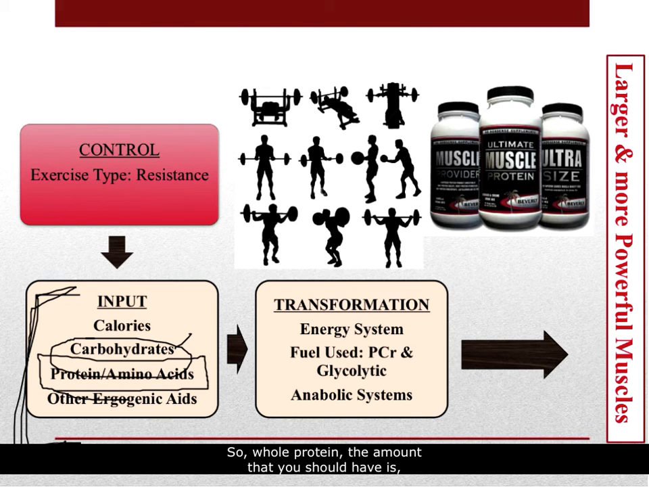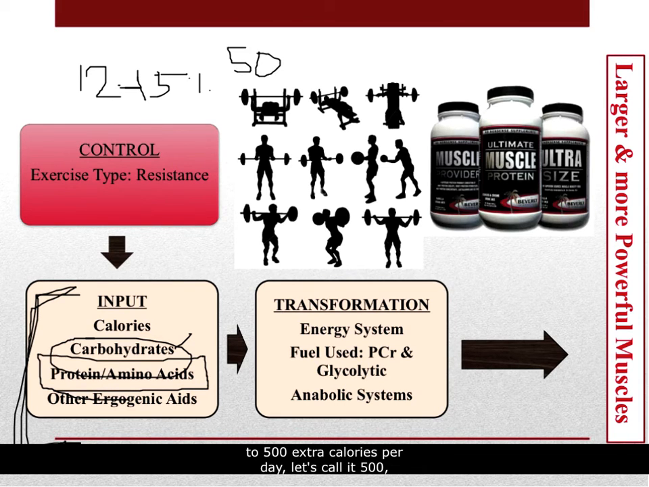So whole protein, the amount that you should have is, believe it or not, the same as the AMDR, just like with carbs. It's about 12 to 15% of calories. Now, what you'll notice is, like I said at the beginning, you do need a little bit more protein and calories. So you're probably like, well, I thought we needed more protein. Well, think about it. If you get 300 to 500 extra calories per day, let's call it 500, and 15% of that was protein, that's more protein per day. So just by virtue of getting that increase in calories, as long as you keep the proportion of calories the same between fat, carbs, and protein, you will be getting the amount of extra protein that you need.